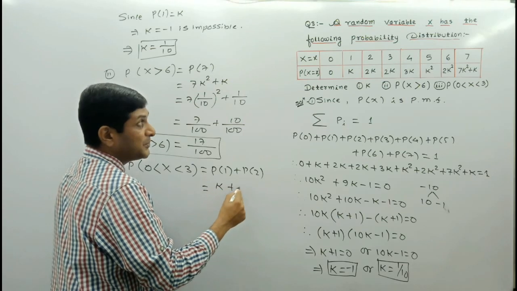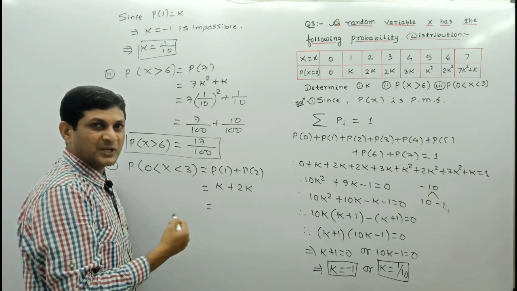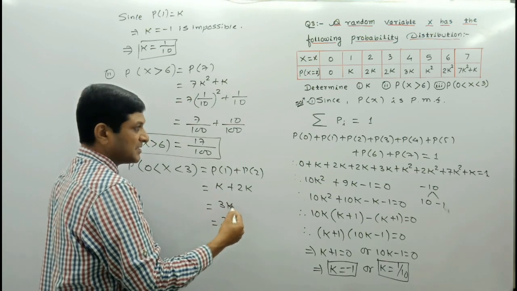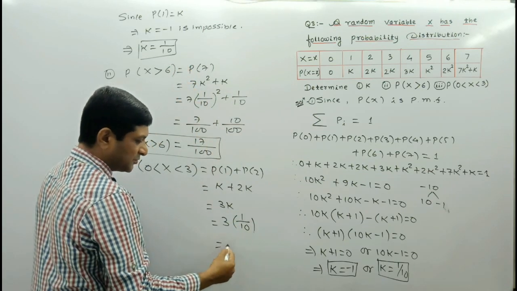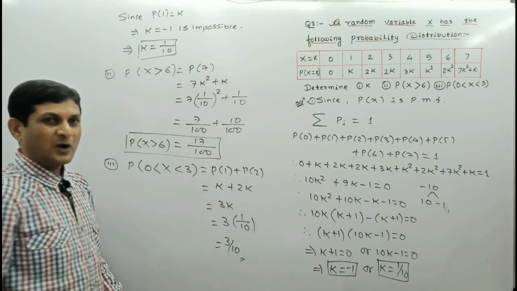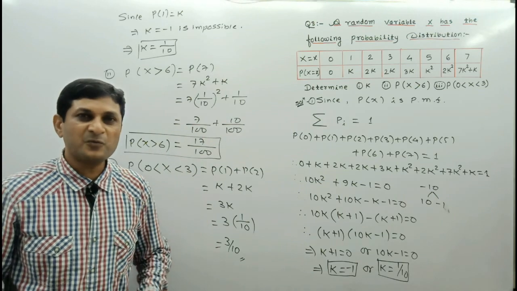It will be k, and p of 2 is equal to 2k. If we add them, k plus 2k will become 3k. So keep it as it is and replace k by its value, 1 by 10. So it will be equal to 3 into 1 by 10, which is equal to 3 by 10. In this way we have got the third required value, which means we have completed all three examples from question number 8.